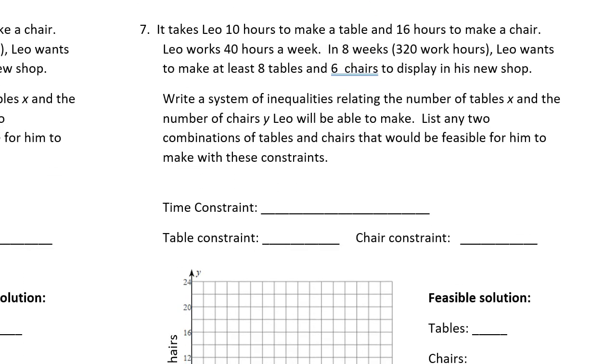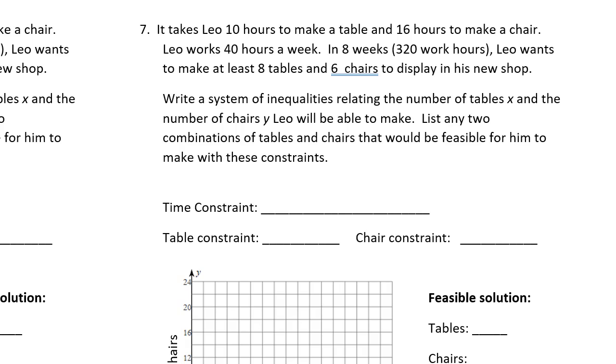Here it says it takes Leo 10 hours to make a table and 16 hours to make a chair. Leo works 40 hours a week. In 8 weeks, or 320 work hours, Leo wants to make at least 8 tables and 6 chairs to display in his new shop. All right, so we have a few things going on here.